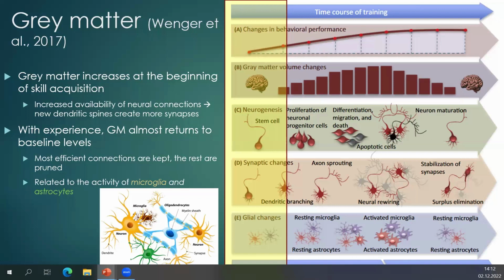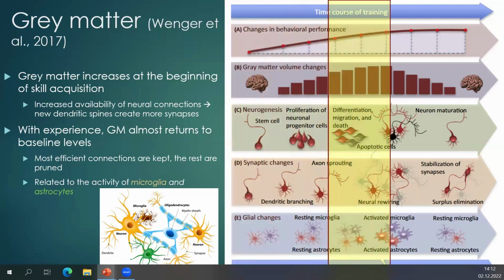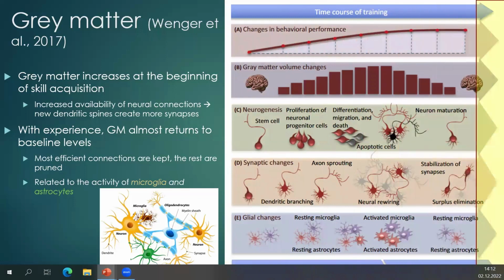But the better you become at that skill, you have a very interesting timeline of these changes. So you become better and better and better, but the gray matter volume has increased up to a certain level, then suddenly it starts decreasing again. So you have increases at the beginning of skill acquisition, followed by decreases, where you become very, very efficient in your skill. What does that mean?